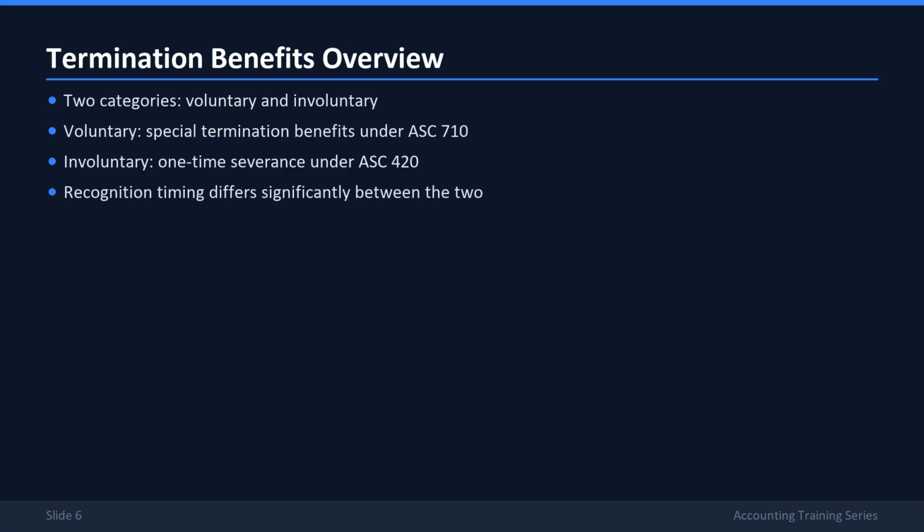Termination benefits are compensation provided to employees in connection with the ending of their employment. ASC 710 and ASC 420 divide termination benefits into two fundamentally different categories. Voluntary termination benefits, also called special termination benefits, are offered by management as an incentive for employees to leave voluntarily. Involuntary termination benefits arise when management decides to lay off or restructure employees who did not choose to leave. The recognition timing for each category is determined by a different trigger, and applying the wrong standard is a common mistake.